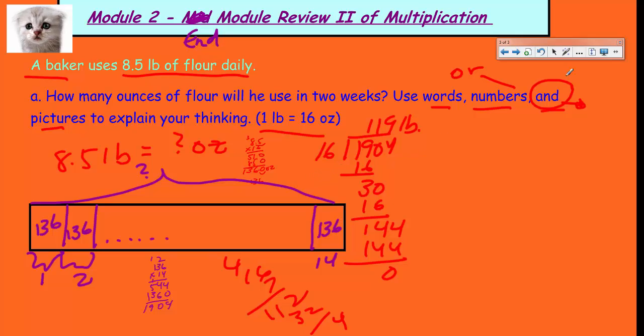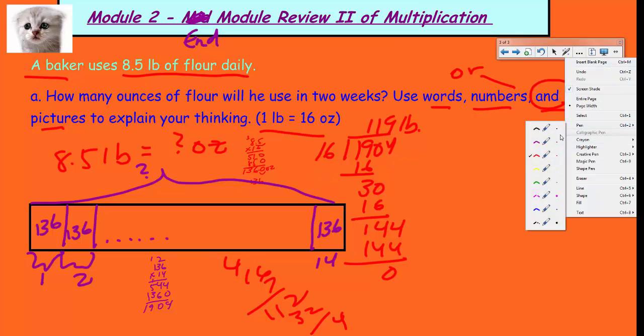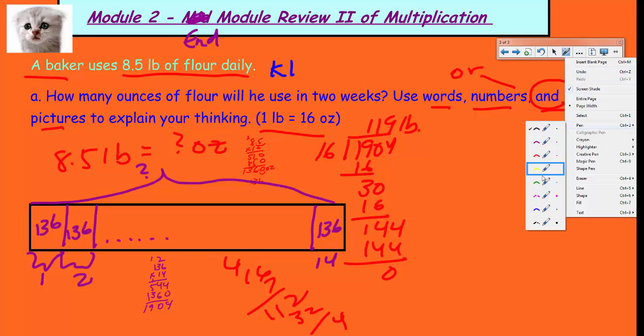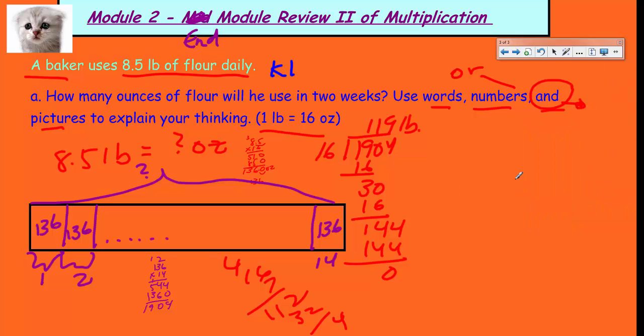So now I have to explain. Let me get my pen. Let's do this, and let me get a different color, like blue. I'm going to try to write neat. I always start off with my subject. First thing I had to do was find the ounces first. Let me put that on there. I found the ounces.